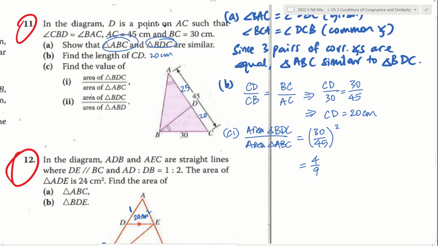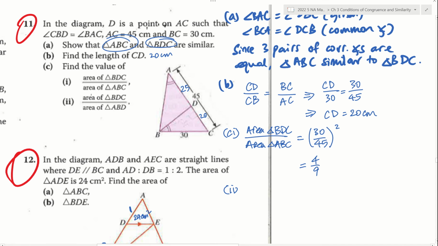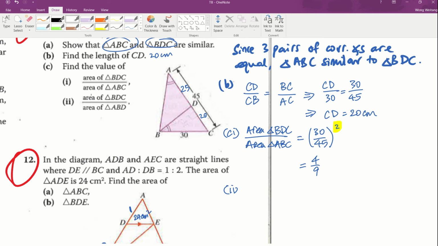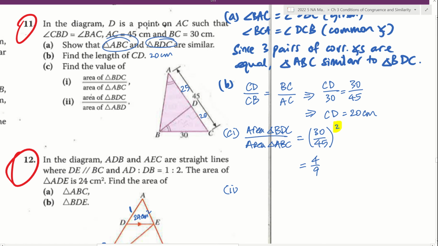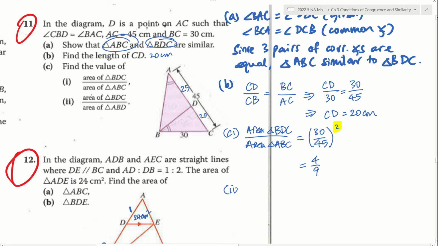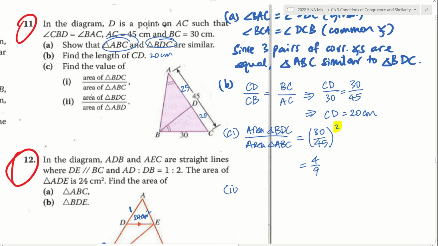We move on to part 2. Before we move on, I just want to highlight that there's a square over here because those two triangles are similar. That's why we had a square over there.